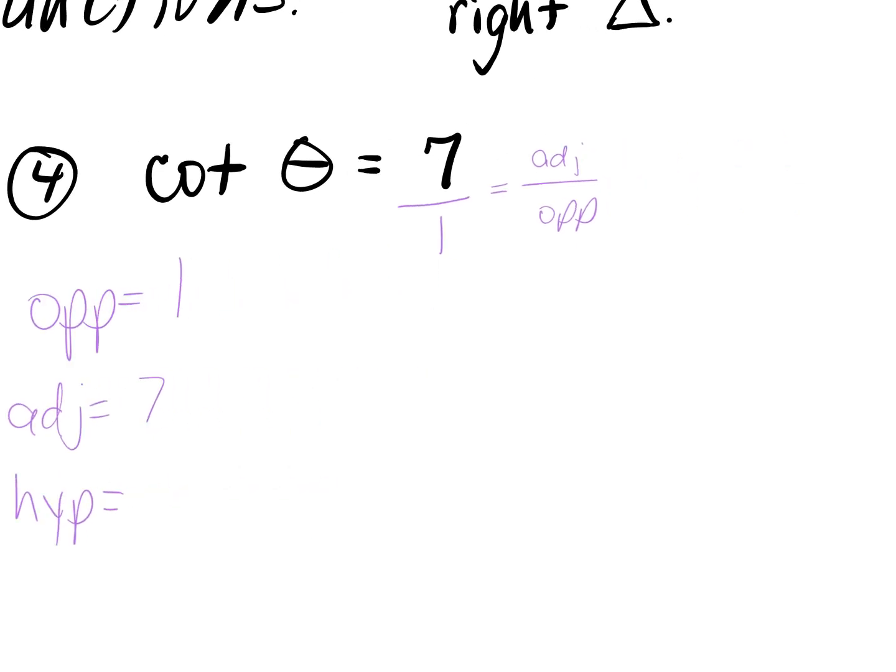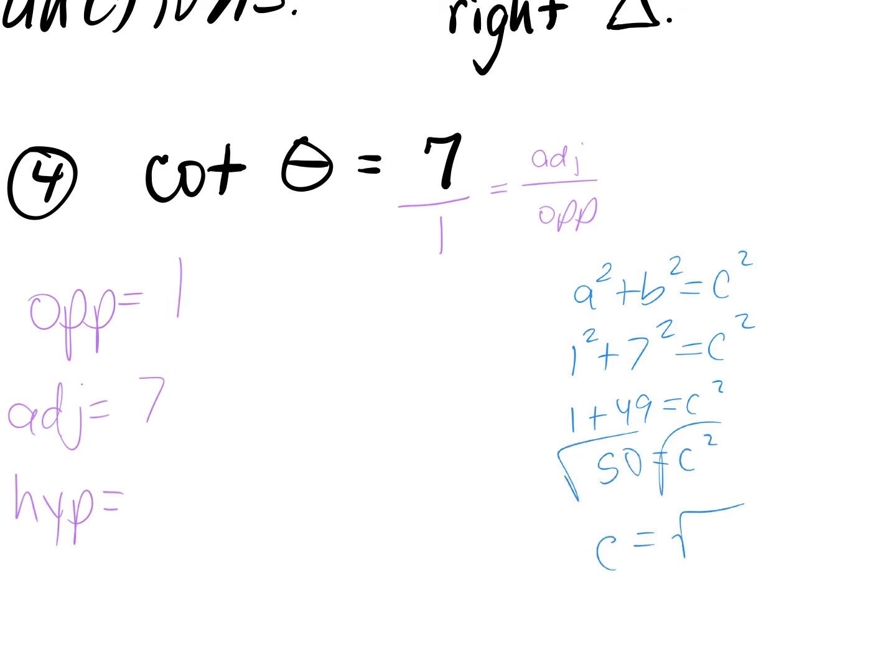What is it? Pythagorean. A squared plus b squared equals c squared. In this case, what are the 2 things I know? I know the opposite and the adjacent, so I'm trying to find the hypotenuse. So 1 squared plus 7 squared equals c squared. What is 1 squared? 1 plus 49. So 50 equals c squared. Take the square root, and I get c equals the square root of 50.